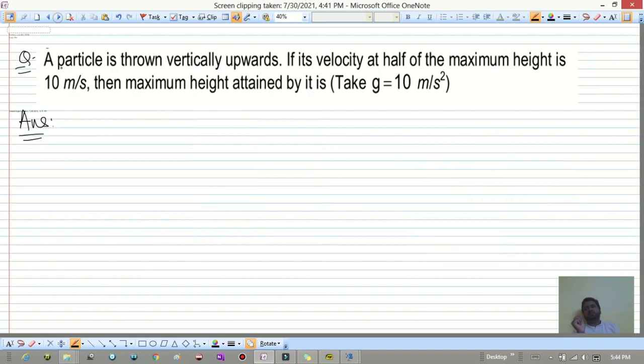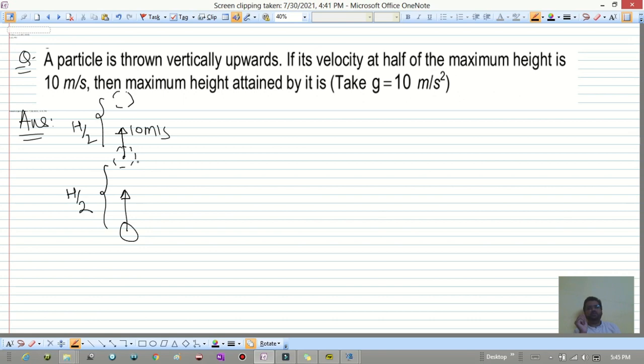Now the next problem which we have is: a particle is thrown vertically upward. If its velocity at half of the maximum height, h by 2, is 10 meter per second, what is the maximum height reached?